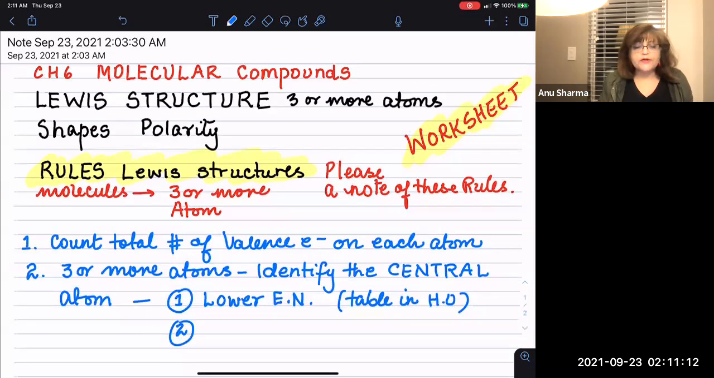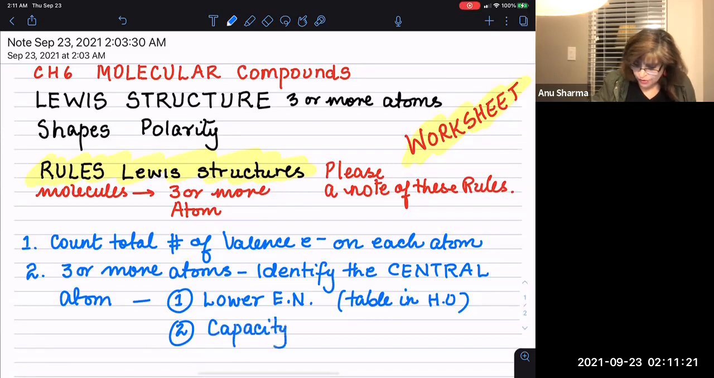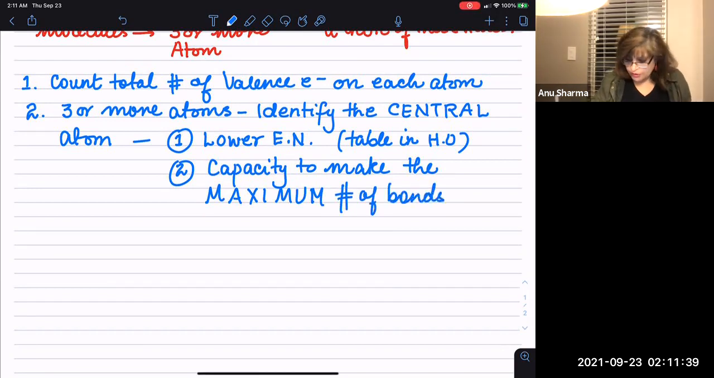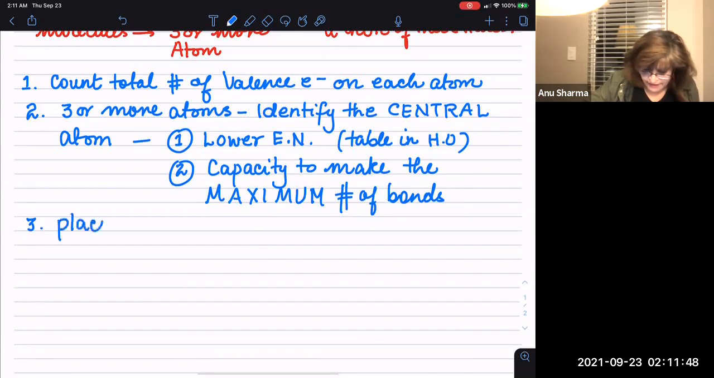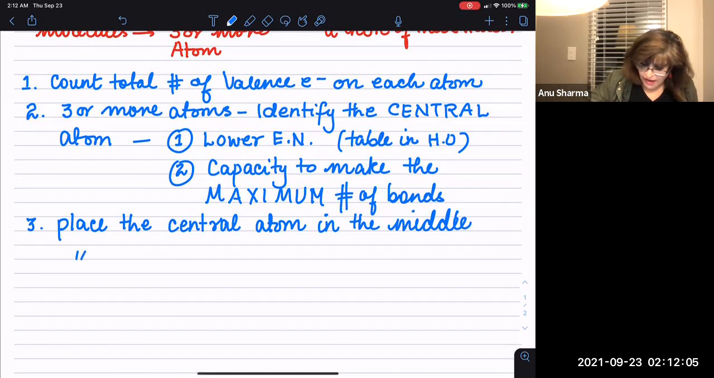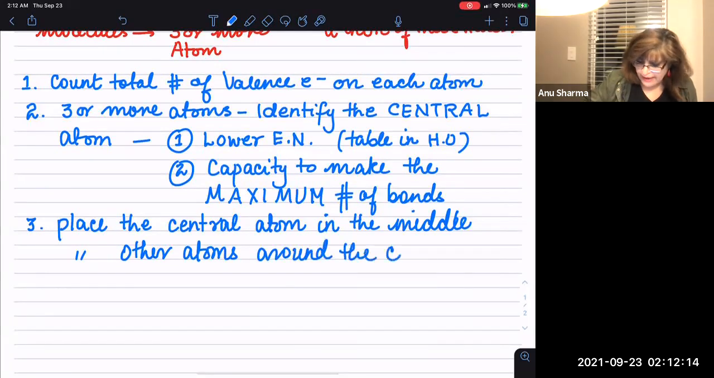Anyways, next, the central atom is one that has the capacity to make the maximum number of bonds. Make the maximum number of bonds. So that atom goes in the middle. Once you do that, you place the central atom in the center, obviously, and place the other atoms around the central atom.